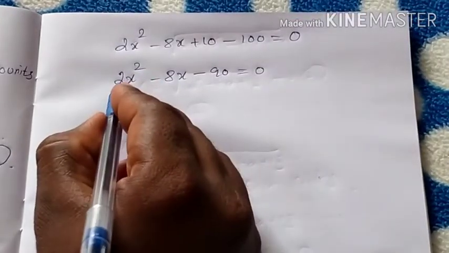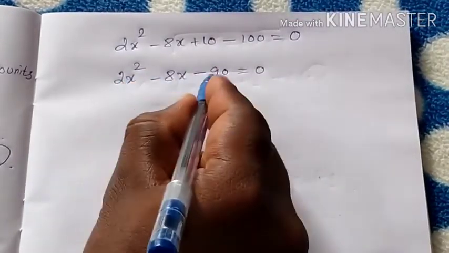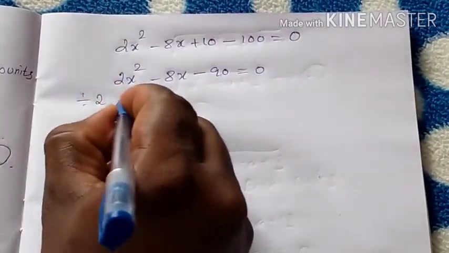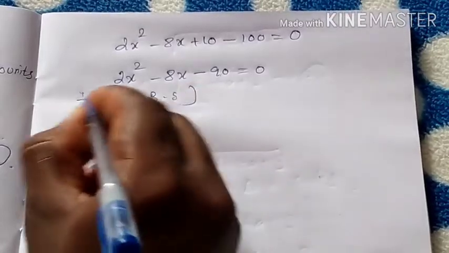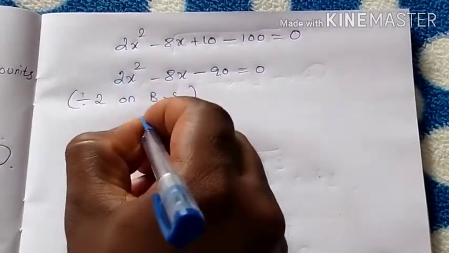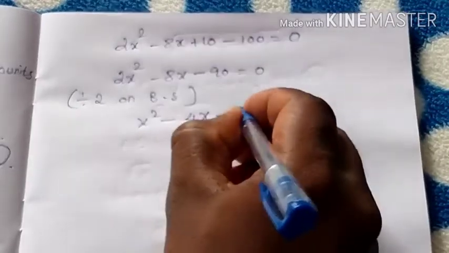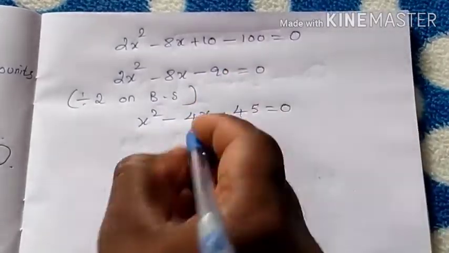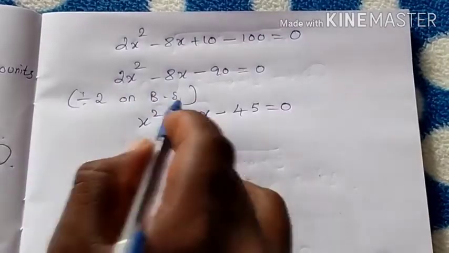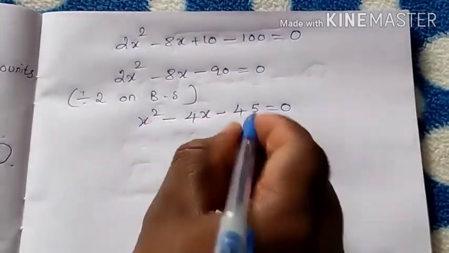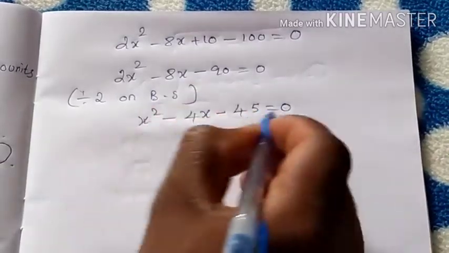Comparing all the coefficients, these are all multiples of 2. So divide by 2 on both sides. Dividing by 2, we get x squared minus 4x minus 45 equal to 0. Each and every number is divided by 2. 0 by 2 is 0. So now we get this, a quadratic format.